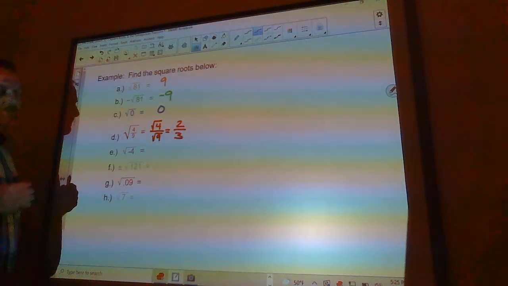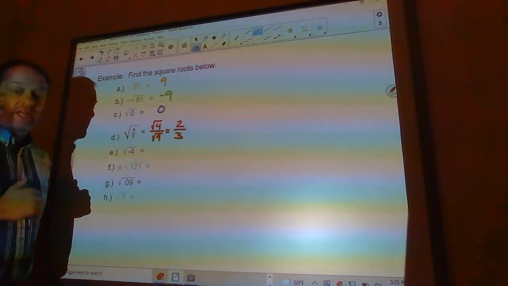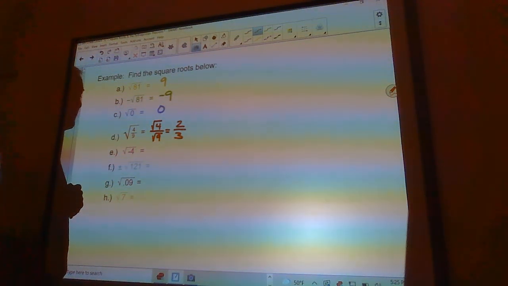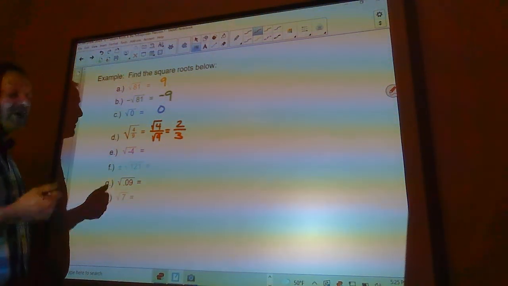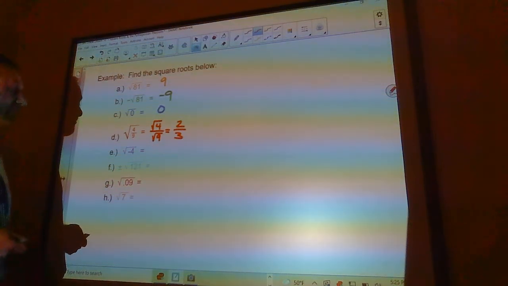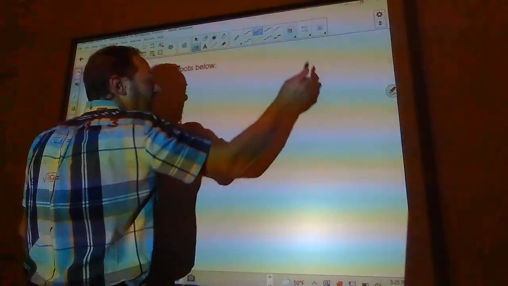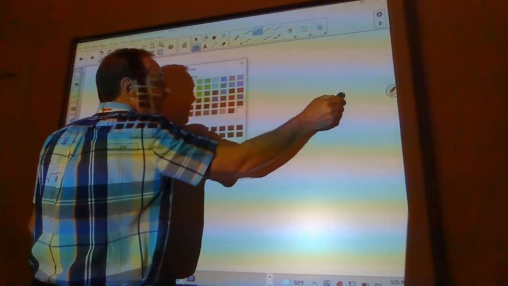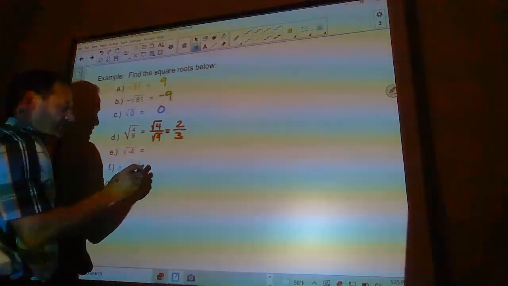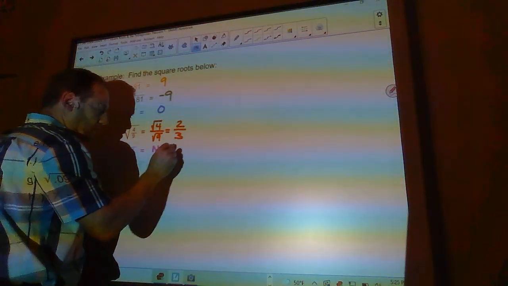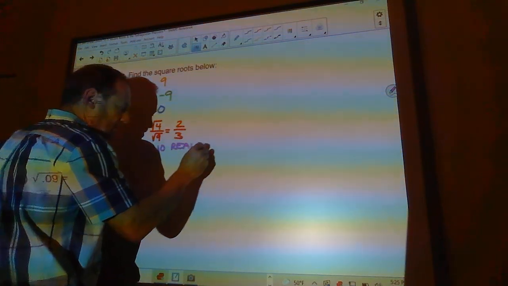Okay, what about this thing? Well, there's no number that I can square and get negative 4. If I take 2 and I square it, I get 4. If I take negative 2 and I square it, I get 4. So what happens here? Well, if you square root a negative number, for right now, we're just going to write no real solution.